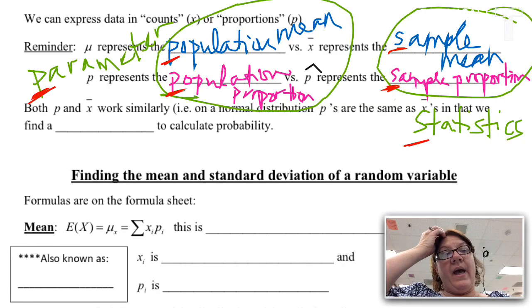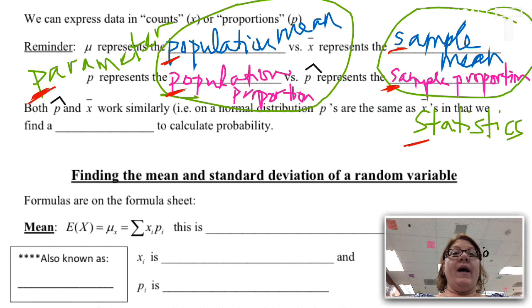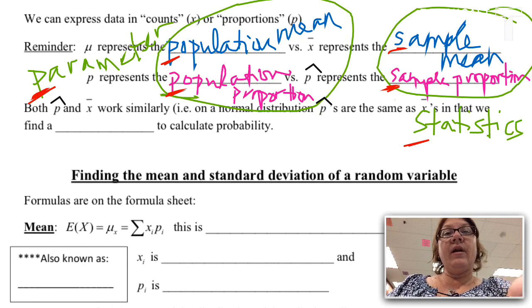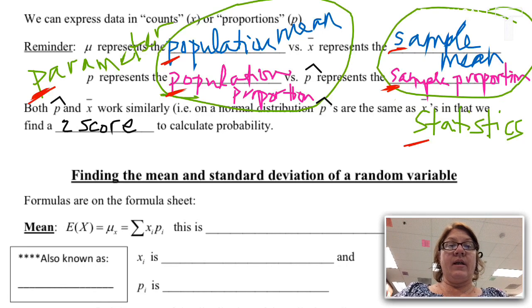And then both p hat, again, I don't know what happened to the little hat, it was there. Both p hat and x bar work similarly on normal distributions, and both find, I forgot what went there, I remember now, both, and that we find a z-score for both of them to calculate a probability. We're going to do a lot more of that second semester.